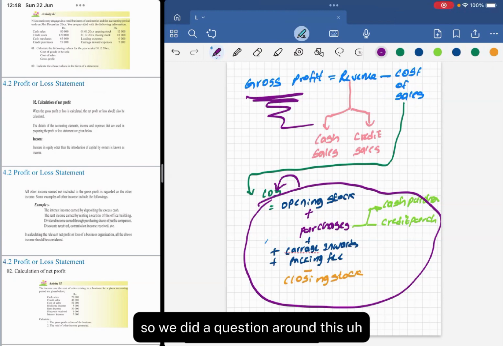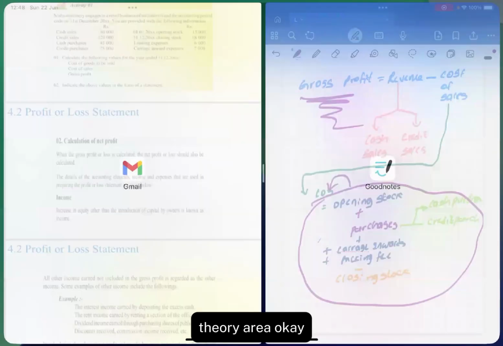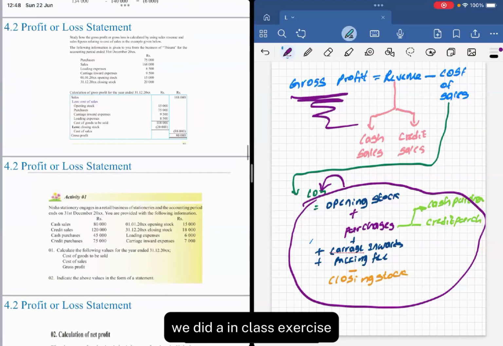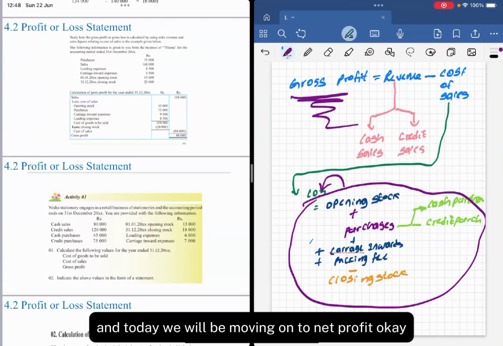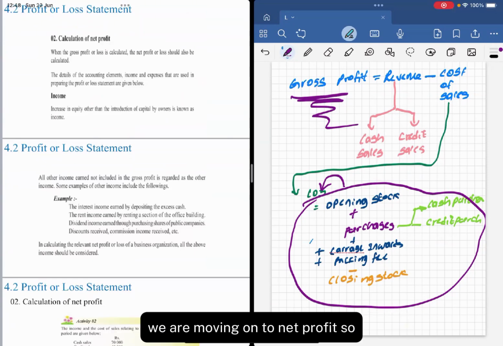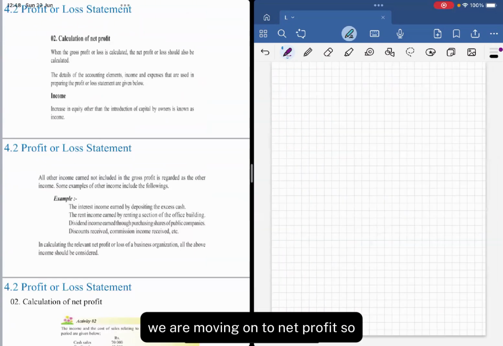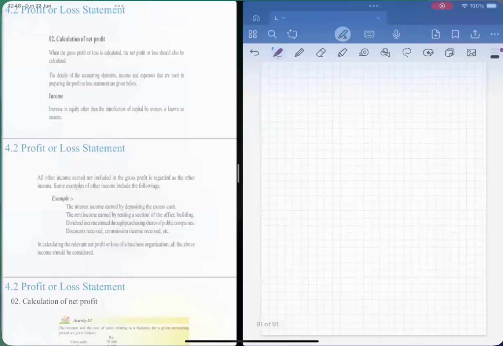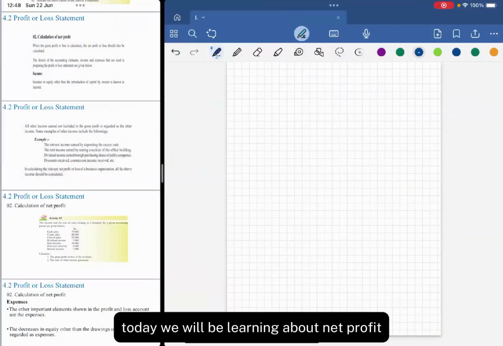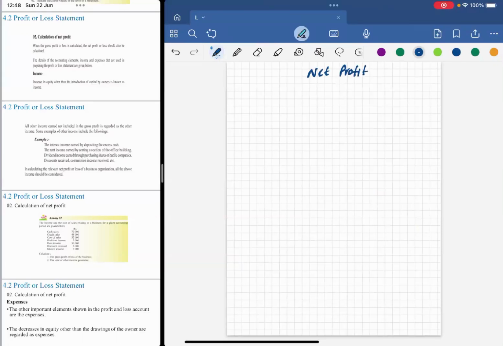Okay, so we did a question around this theory area. We did an in-class exercise, and then we did an activity as well. And today we will be moving on to net profit. Today we will be learning about net profit.